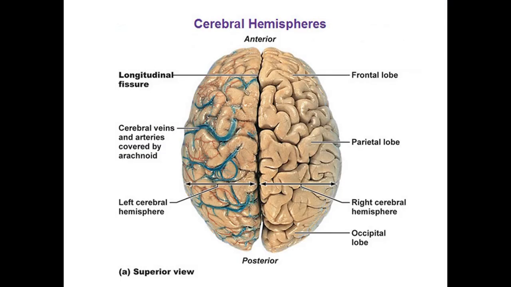This is the superior view of the brain. The most frontal part is the frontal lobe. The most top part is the parietal lobe. The most posterior part is the occipital lobe. Here we cannot see the temporal lobe because it lies more inferiorly, and this is a superior view. Here we can see a very thin membrane, which is the arachnoid membrane that covers the brain, and some cerebral veins and arteries covered by this arachnoid membrane.